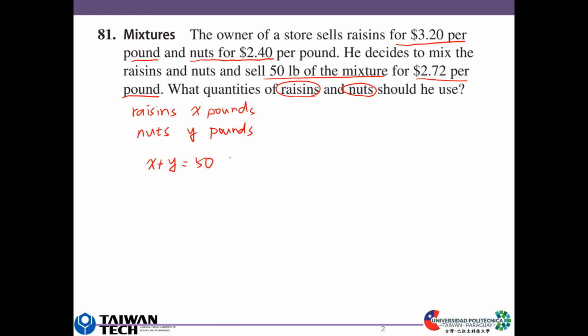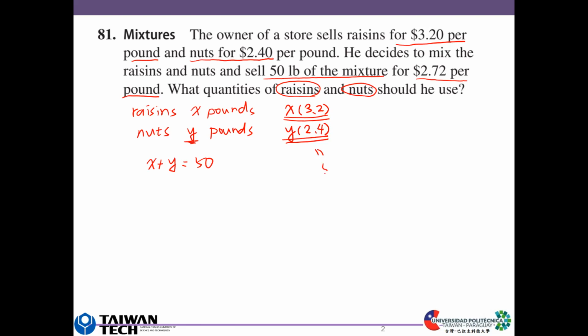Since he prepared x pounds of raisins, and each pound of raisins costs $3.2, and he prepared y pounds of nuts, and each pound of nuts costs $2.4, the raisin cost is x times 3.2. This is how much raisins cost. And the nuts cost is y times 2.4, since each pound of nuts costs $2.4.